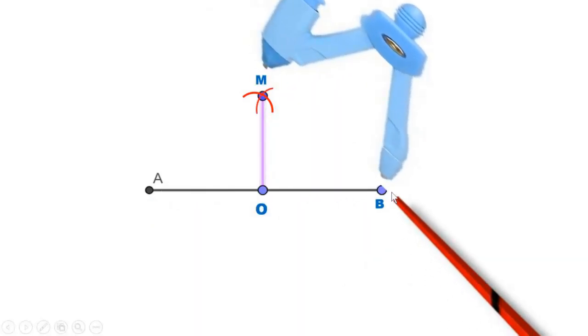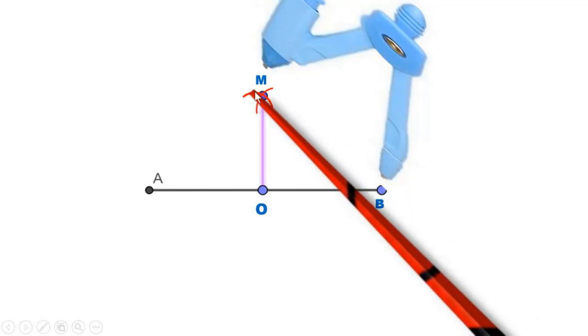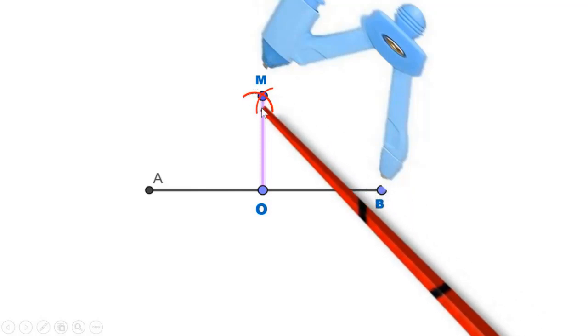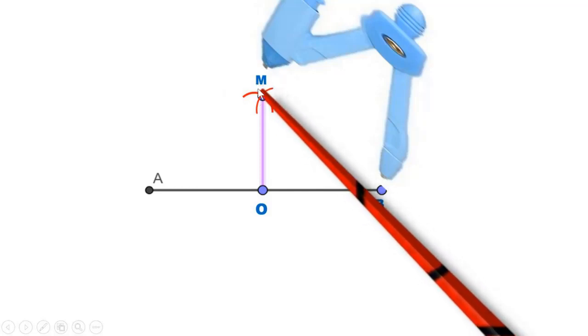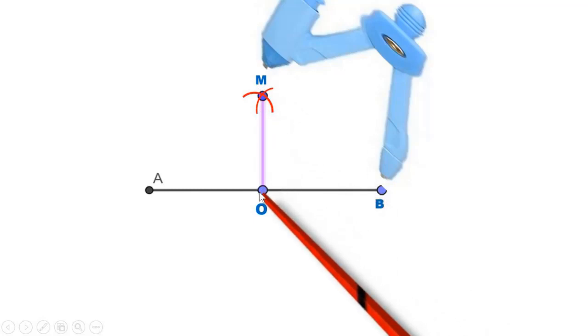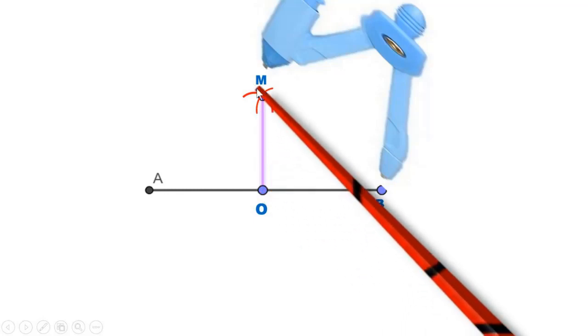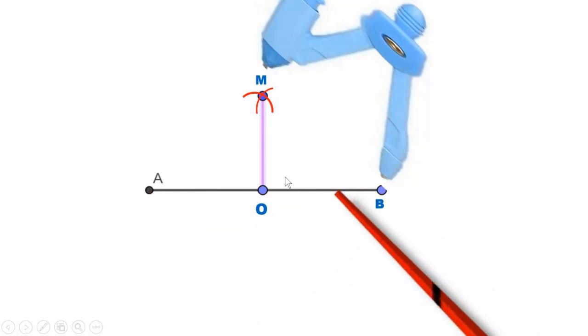Then, at point B, make an arc at the stretched end. Mark a point M where the two arcs meet. Draw a line from M intersecting AB at O. O is the midpoint of AB.